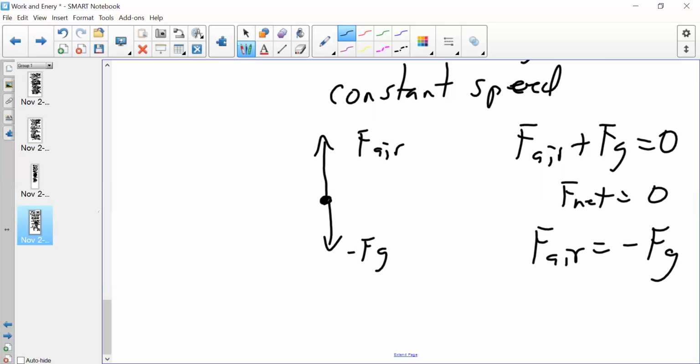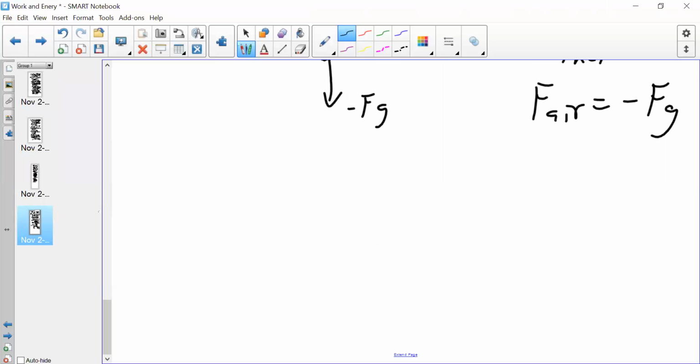Now, keeping that in mind, as it falls 100 meters, what is the work done on the raindrop by the gravitational force and the air resistance? Could you say that the work done by both forces is equal or not equal? They're not equal. Why not?